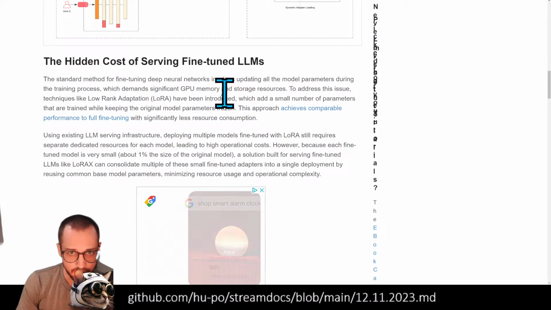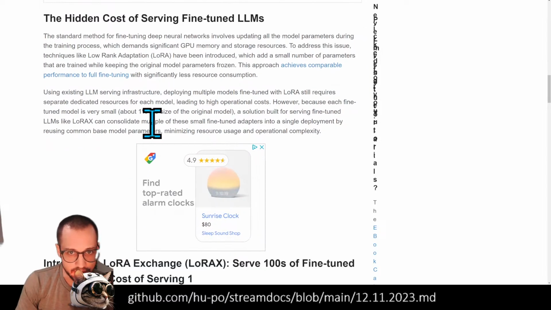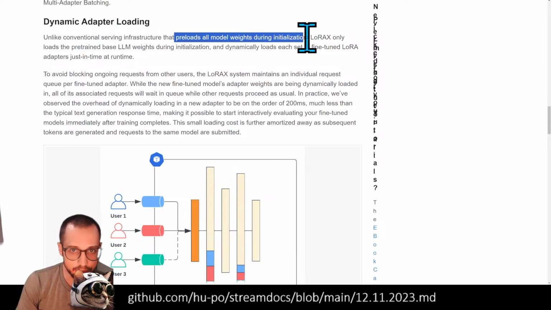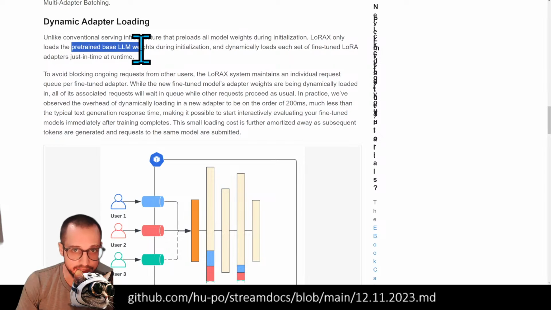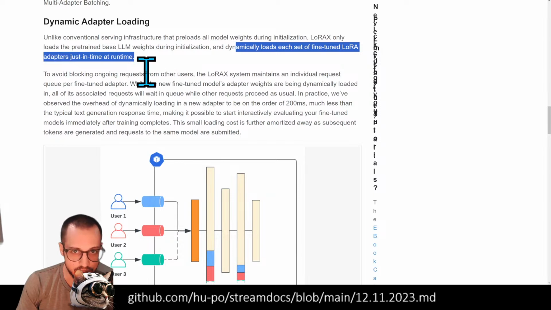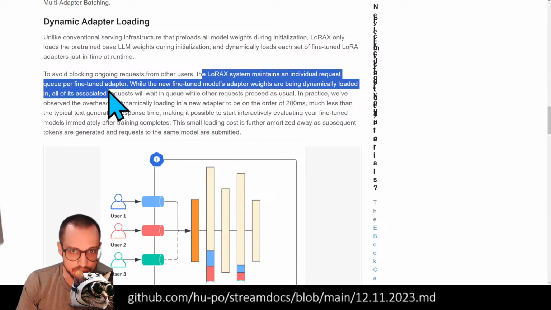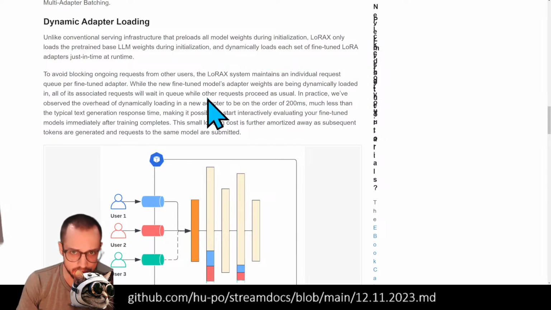Here they talk about LoRAs. Okay, here we go. Dynamic adapter loading. Unlike conventional serving infrastructure that preloads all the model weights, LoRAX only loads the pre-trained LLM weights and then dynamically loads each set of fine-tuned LoRA adapters just in time at runtime. To avoid blocking ongoing requests, the LoRAX system maintains an individual request queue per fine-tuned adapter. While the new fine-tuned model adapter weights are being dynamically loaded, all of its associated requests will wait in queue while the other requests proceed as usual.